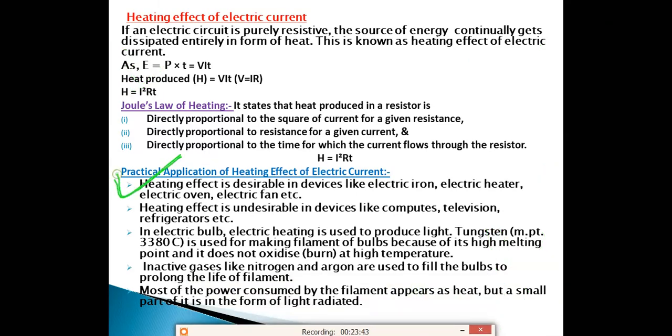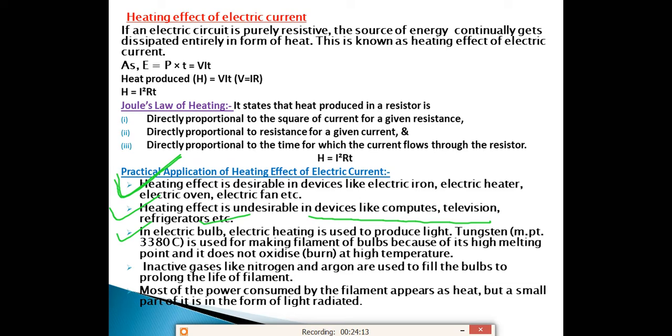Heating effect is desirable in devices like electric iron, electric heater, electric oven, and electric fan. Yes, heating effect is used in all the devices like iron, fan, heater, etc. Heating effect is undesirable in devices like computer, television, refrigerator, because this heating effect cannot be used in computers, TVs, and refrigerators. In electric bulb, electric heating is used to produce light. Yes, when we switch on the bulb, we get light.